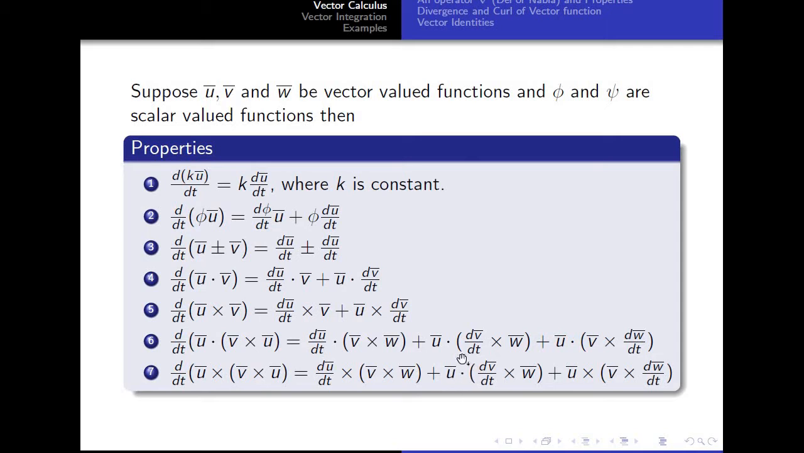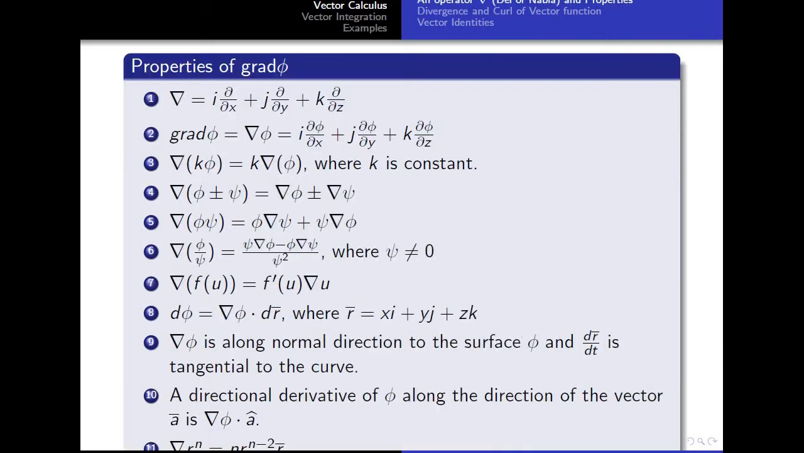Here we have to take the cross product instead of dot. We have to write the product here. This is a simple property. As per our derivative rules, we know how to find the derivative. We are doing the same thing.